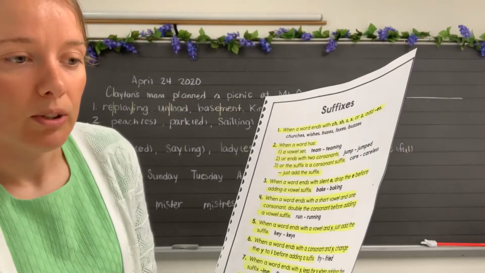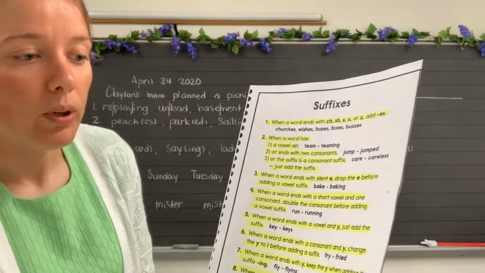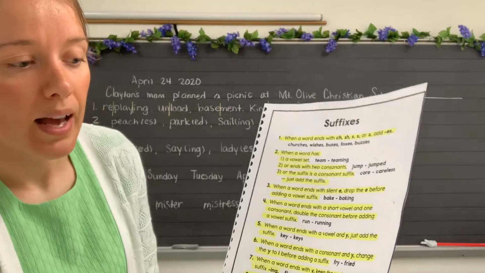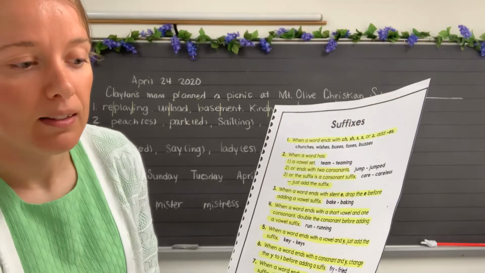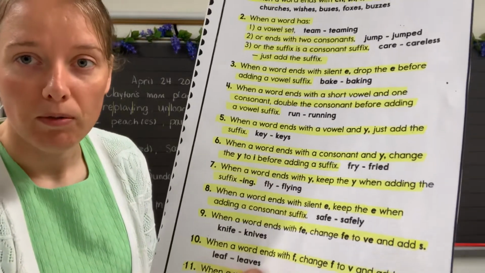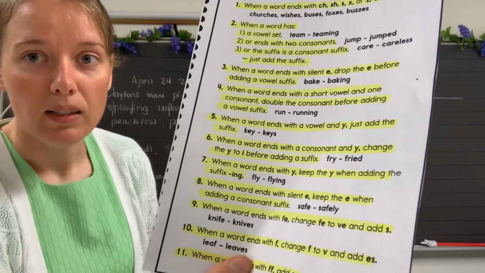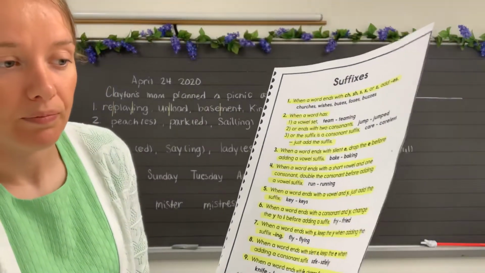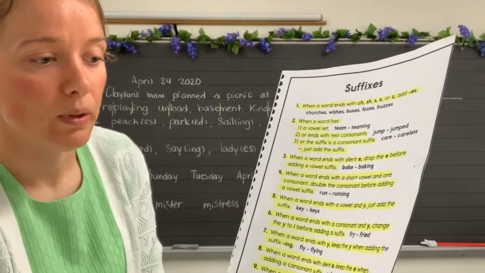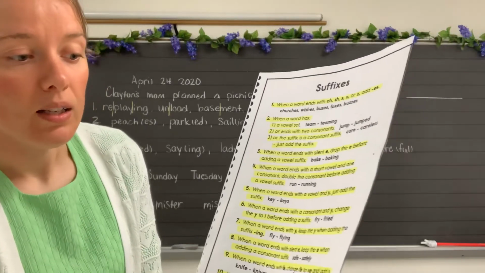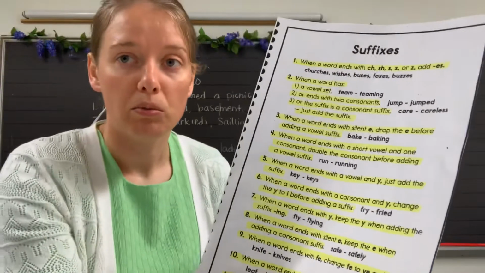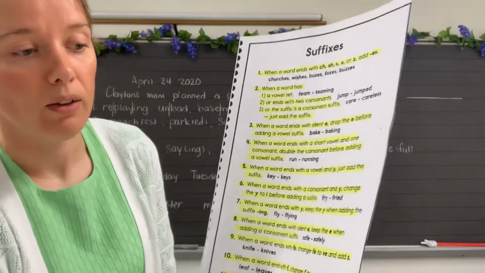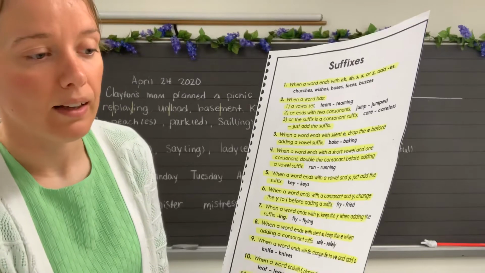Okay, number seven, when a word ends with y, keep the y when adding the suffix ing. So we have the word fly, and we will need to keep the y before adding the suffix ing because the word ends with y. And it wouldn't make sense to put two i's beside each other, so that's why you would keep the y on those words when adding ing.